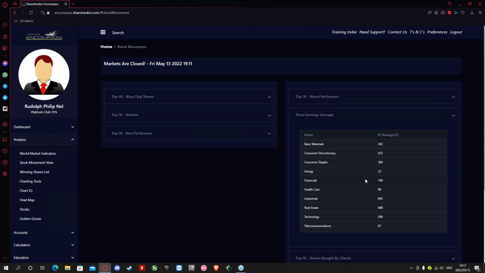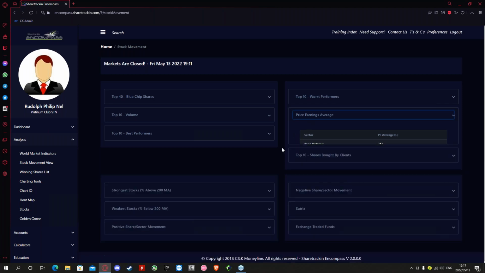But also we need to look at another thing. Those sectors, like for instance telecommunications, don't have as many shares or as many companies as the financial sector does, or what the basic materials even have. So you also need to keep that into consideration when you're looking at the PE averages of those sectors.